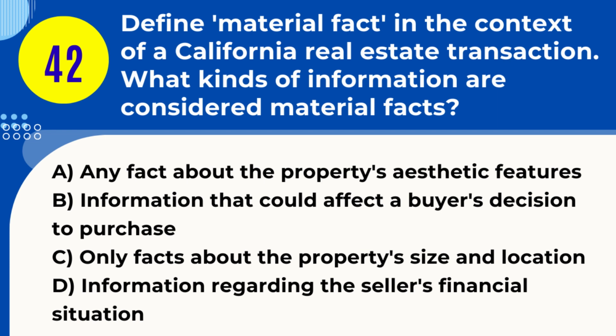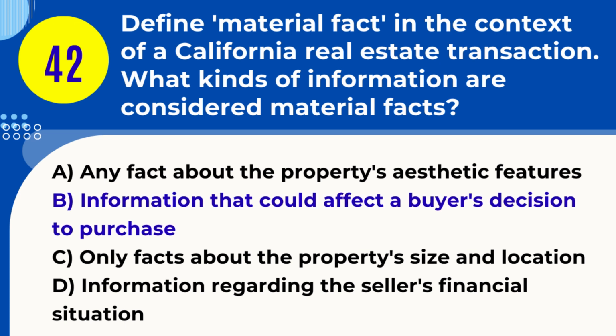Question 42. Define material fact in the context of a California real estate transaction. What kinds of information are considered material facts? A. Any fact about the property's aesthetic features. B. Information that could affect a buyer's decision to purchase. C. Only facts about the property's size and location. D. Information regarding the seller's financial situation.